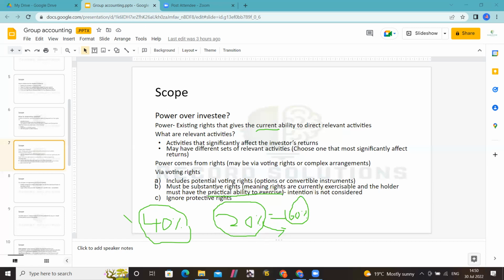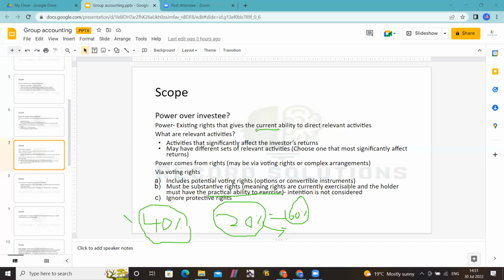So you don't have the practical ability to exercise that option or convertible instrument. That means that right is not substantive, and these rights have to be substantive. That means you don't have the current ability to direct relevant activities. All of these things are just explaining this thing better. So this is basically it for voting rights.